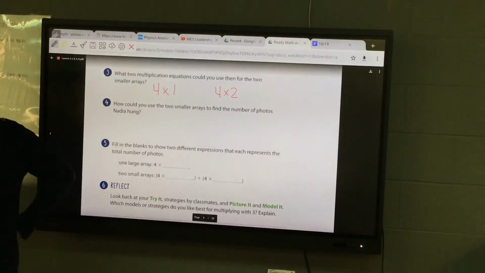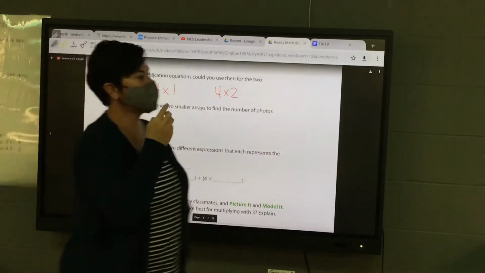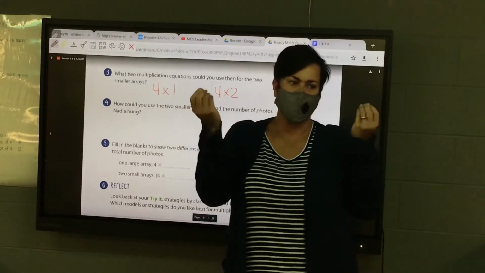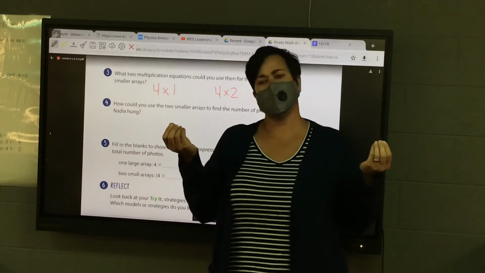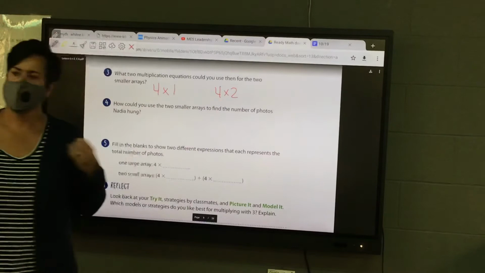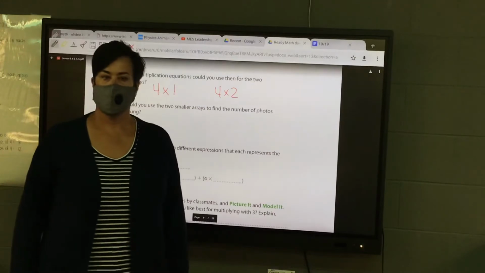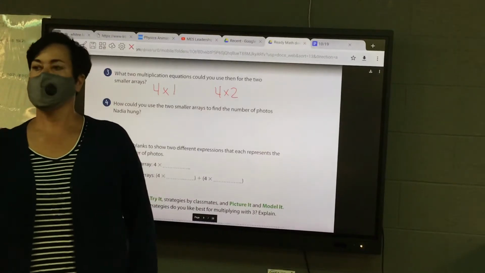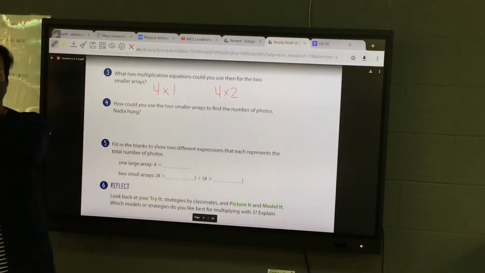Who remembers? After we solve those two multiplication equations, because they're broken apart, do they need to be put back together? What do you think, Amy? They need to get put back together, so you add the one that equals 4 times 1, and then you add that one for the one that equals 4 times 2. You are exactly right. She remembered correctly. Give her a round of applause.